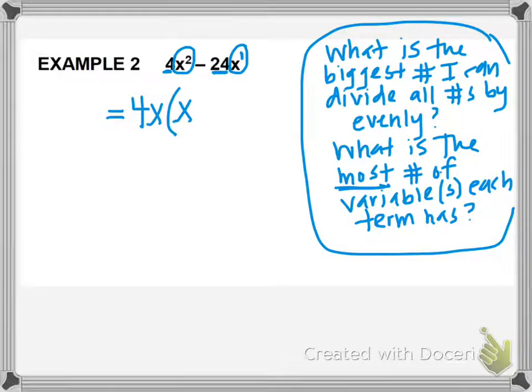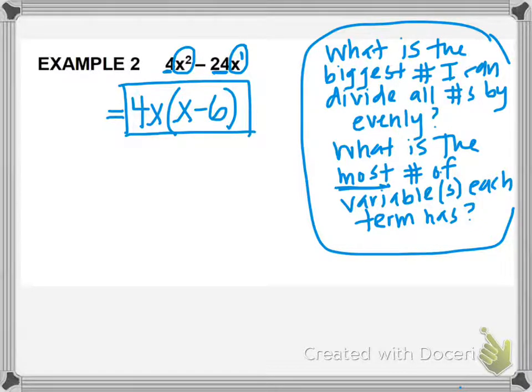Now let's look at the second term. I took out a 4 and an x, right? So 24 divided by 4, that's 6. That's what's left. That's the factor that's left. And I took away the only x that it had. So this is the factored form of 4x squared minus 24x.